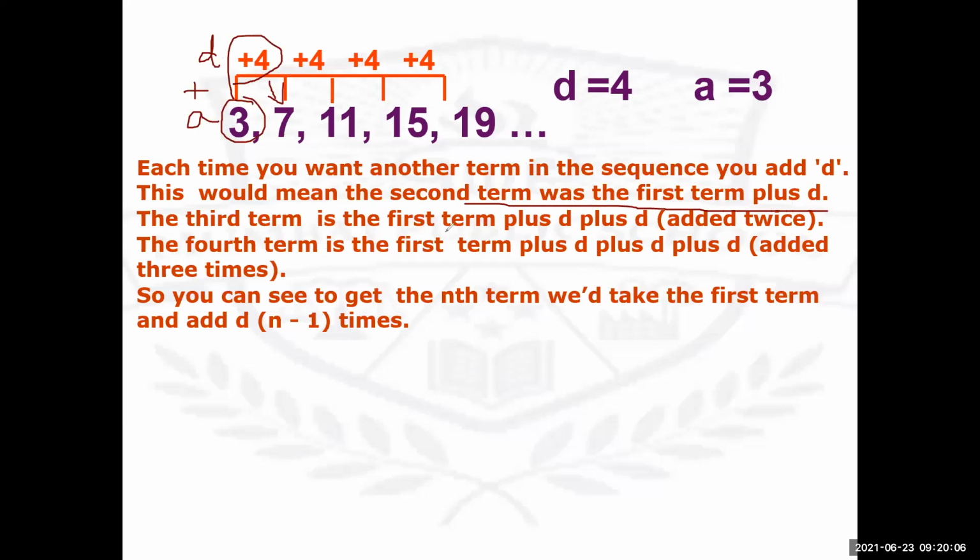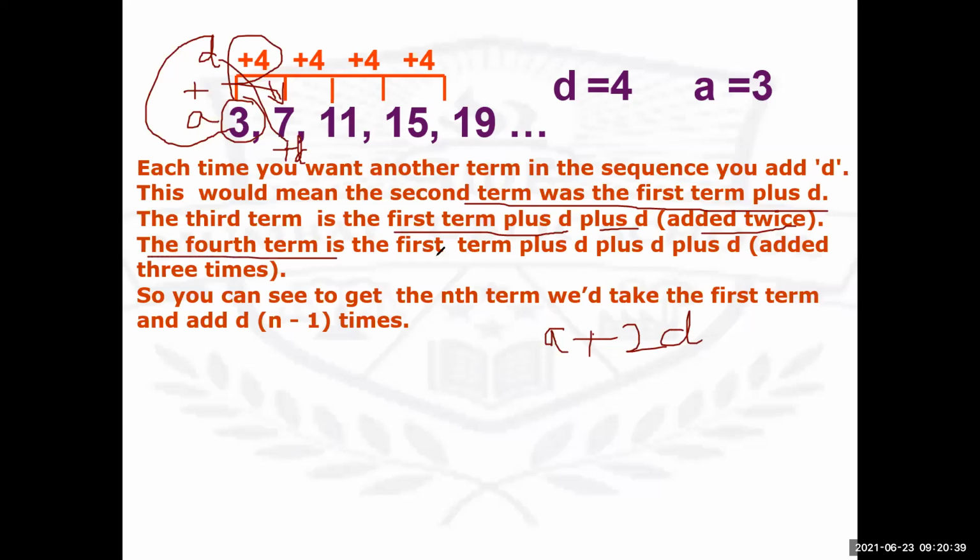Now, the third term is the first term plus D plus D. D is added twice. A plus D gives 7, and for the next term, again you're adding the difference. So this D is coming 2 times. So for the third term, the formula is written as A plus 2D.